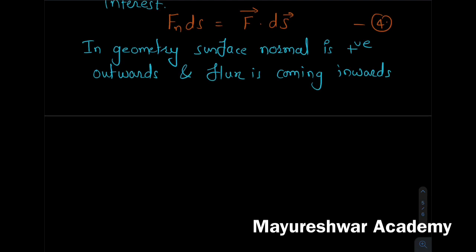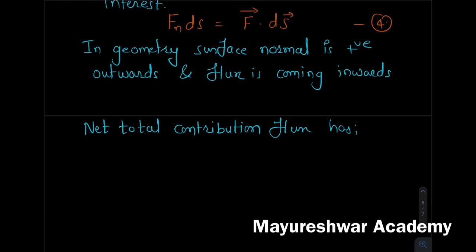So therefore we have to negate this expression by net total contribution flux, which is entering and leaving as well, with a negative sign, so that flux entering will be a negative and flux leaving term will be a positive. So mark it with a negative sign.